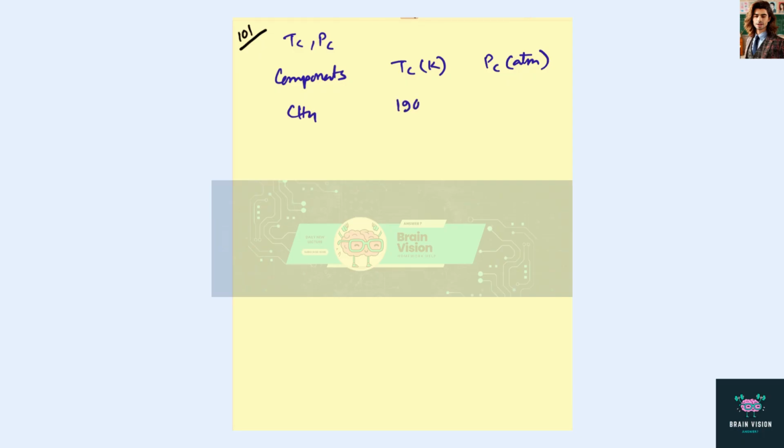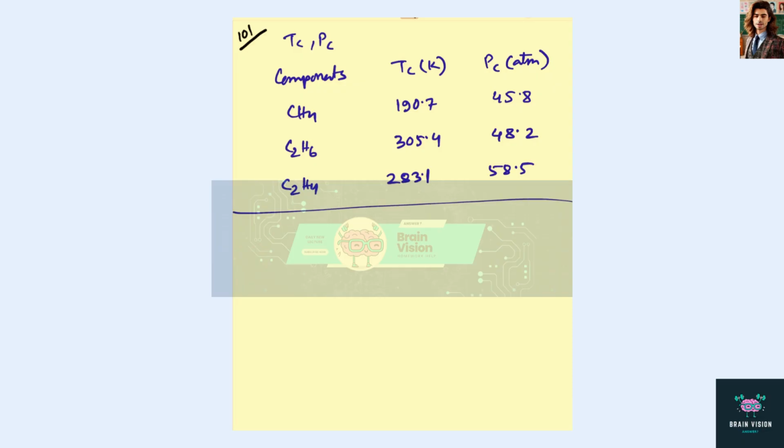The components are methane, which has a critical temperature of 190.7 Kelvin and a critical pressure of 45.8 atmospheric pressure. Another one is ethane. Ethane has a critical temperature of 305.4 Kelvin and a critical pressure of 48.2 atmospheric pressure. And another component is ethylene, which has a critical temperature of 283.1 Kelvin and a pressure of 58.5 atmospheric pressure.